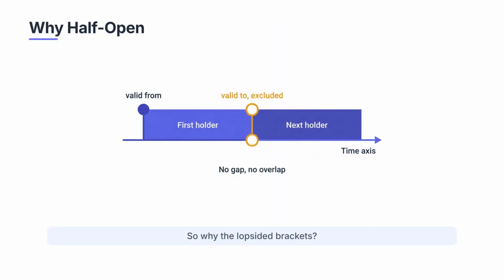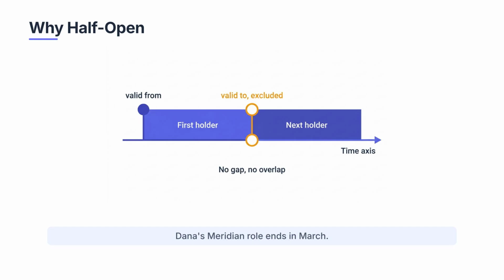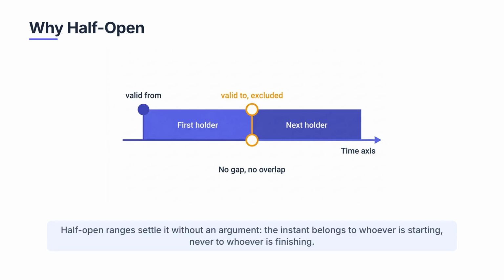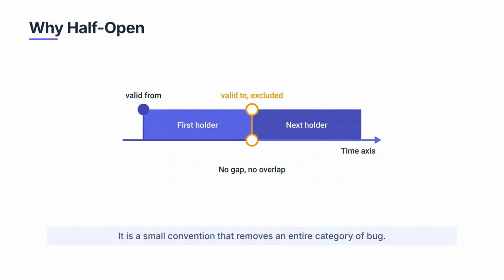So why the lopsided brackets? Because facts hand over to each other, and the handover instant has to belong to exactly one of them. Dana's Meridian role ends in March. Priya's Meridian role starts in March. Same instant, 2 facts. Half-open ranges settle it without an argument. The instant belongs to whoever is starting, never to whoever is finishing. Consecutive facts then tile the timeline perfectly, with no gap and no overlap. And the successor's start can be set to exactly the predecessor's end with no ambiguity at all. It is a small convention that removes an entire category of bug.